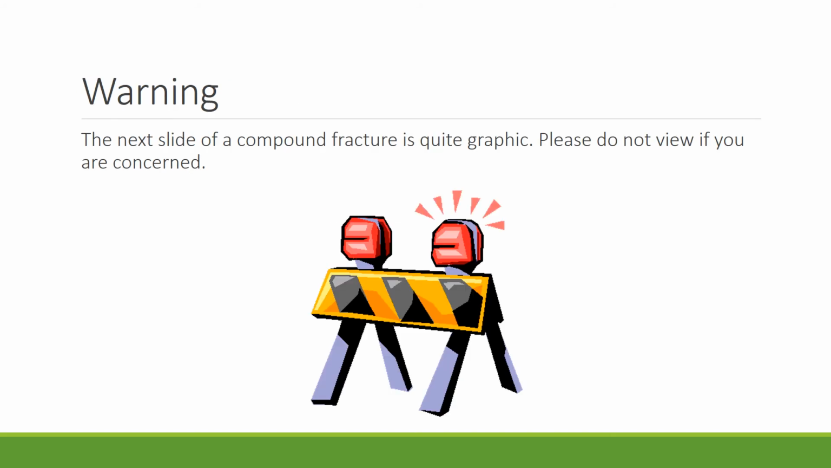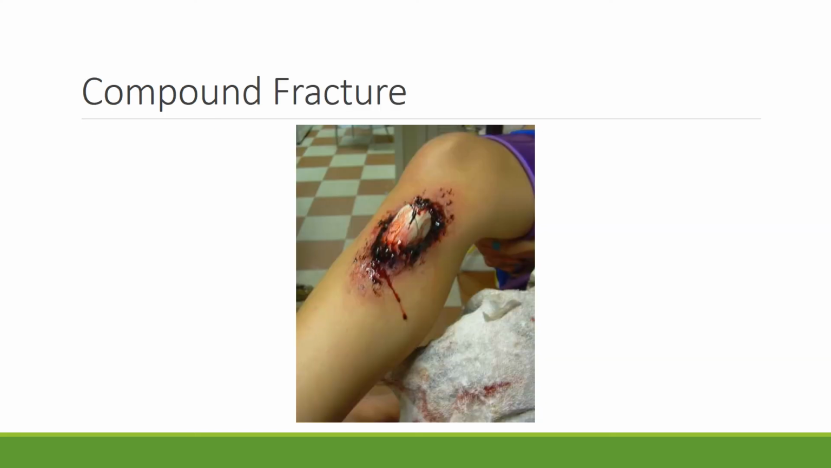The next slide is that of a compound fracture, and it's very graphic. If you're concerned, you may not want to view the following slide. Remember the definition of a compound fracture. It's more serious than a simple fracture, primarily because the broken ends of the bone penetrate the skin, and you can see this quite clearly in this picture. It's easy to understand why bone infections can occur. Remember, bone infections are known as osteomyelitis, and why antibiotics are required.